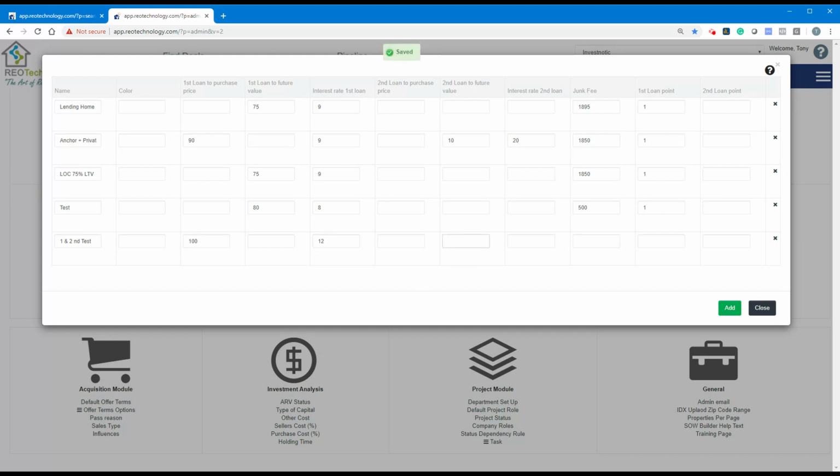to future value. And then the second is going to be a 14. And then the junk fees are 500. And then you've got a first loan point of 1. So now let's look at how that works on the other side.